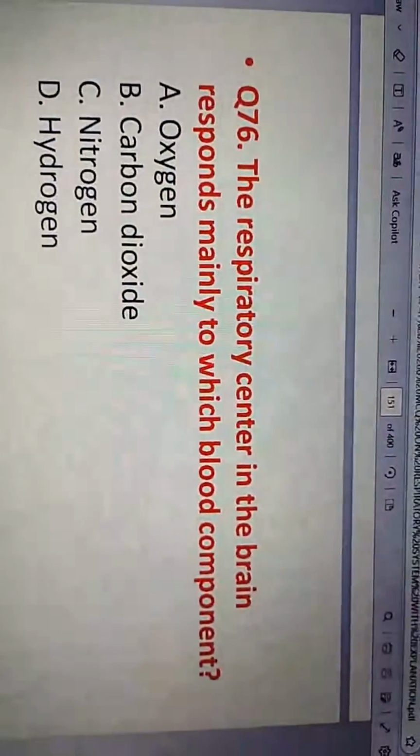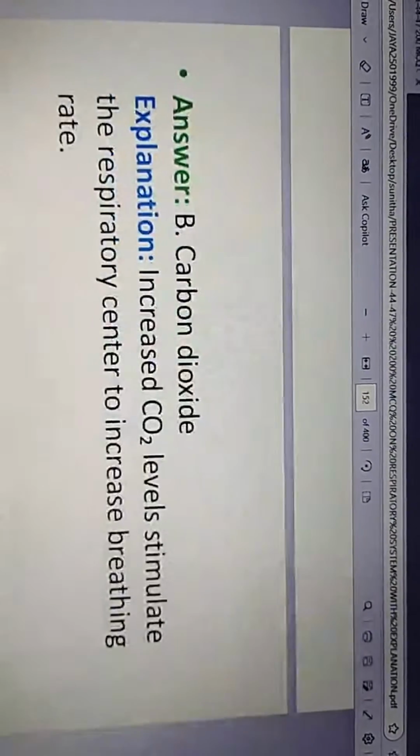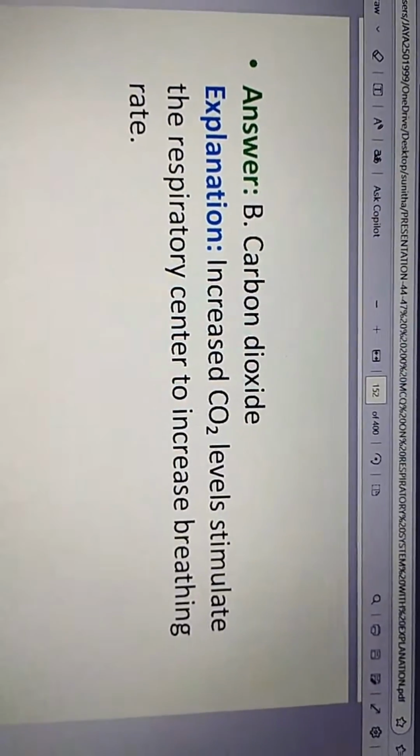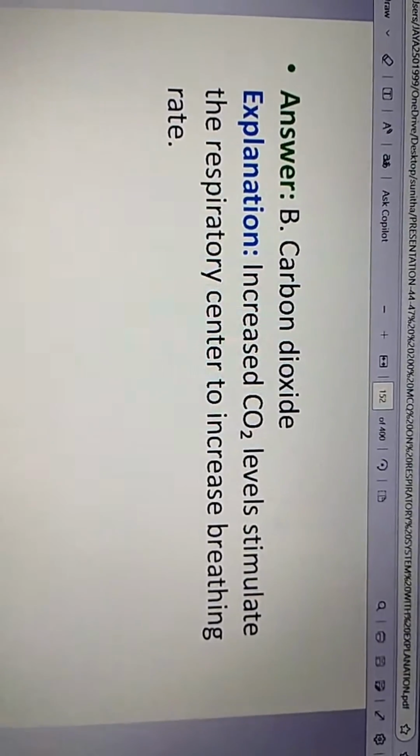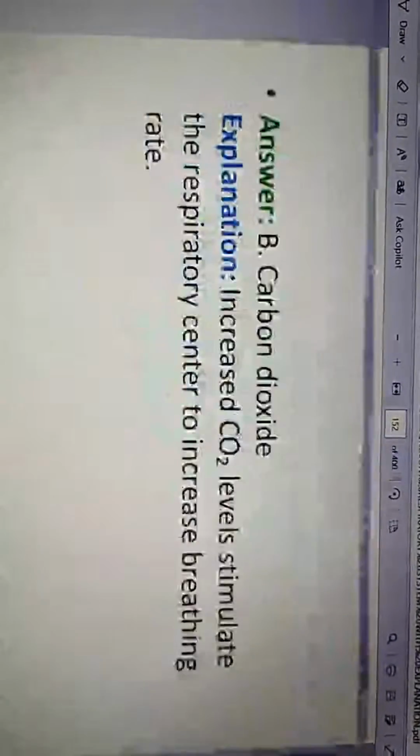The correct answer is option B carbon dioxide. Increased carbon dioxide levels stimulate the respiratory center to increase breathing rate. The next question.